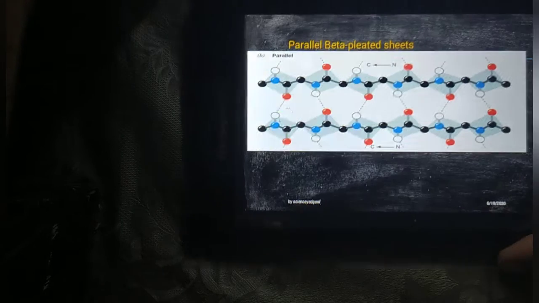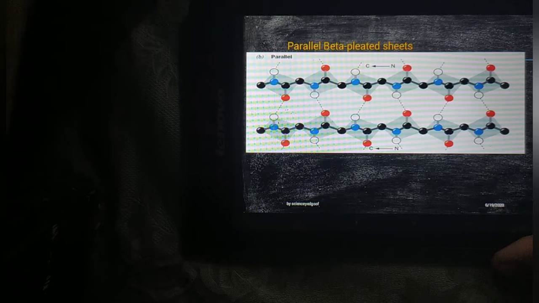Coming to parallel beta-pleated sheets, as you can see in this diagram, the hydrogen bonds are extended in the same direction of the N and the C terminals. So the N and the C terminals of the two polypeptide chains are in the same direction, and this forms the parallel beta-pleated sheets. Also, if you consider the angles, the psi and the phi angle is equal to plus or minus 180 degrees.